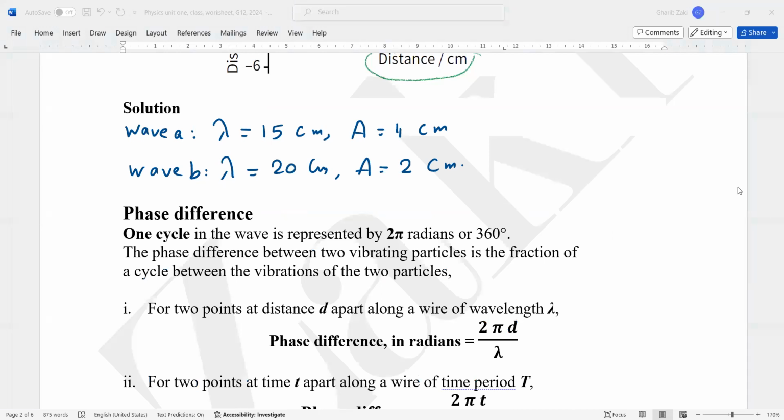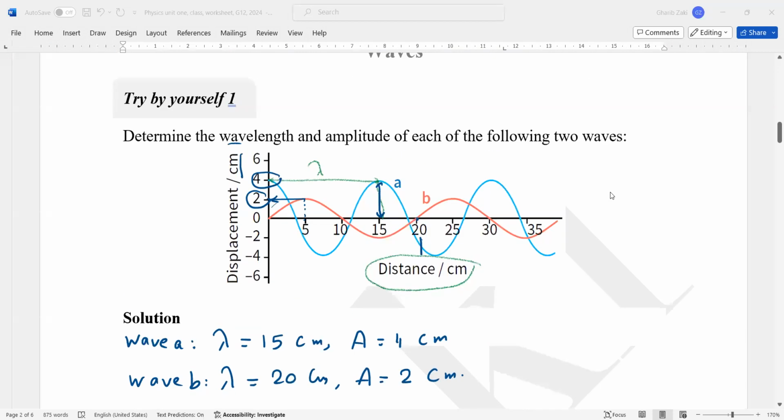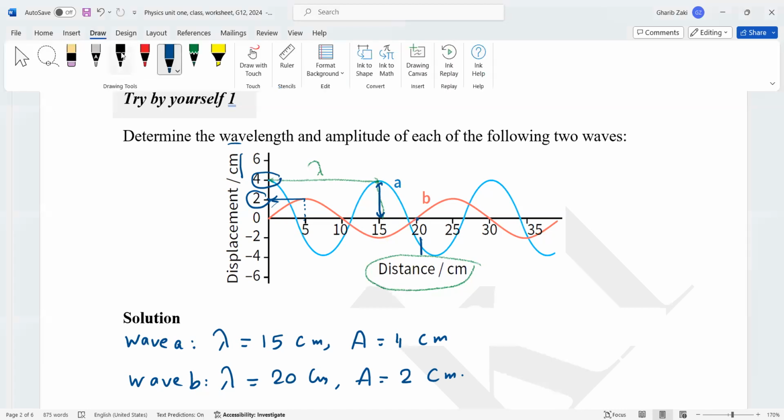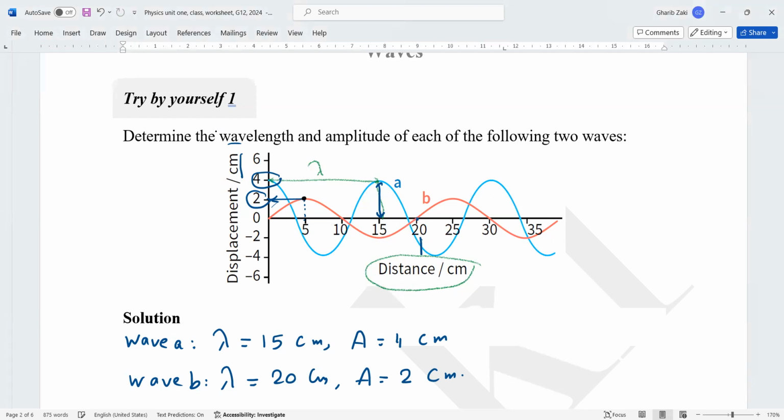Yes, question, Mister. Why is lambda in wave B not 25 centimeter? Very good. In wave B, it is not 25. Look, my friend. If you take the distance from crest to crest of wave B, this is the crest of wave B. Can you see? The maximum. And this is the crest. So the distance from crest to crest is the wavelength.